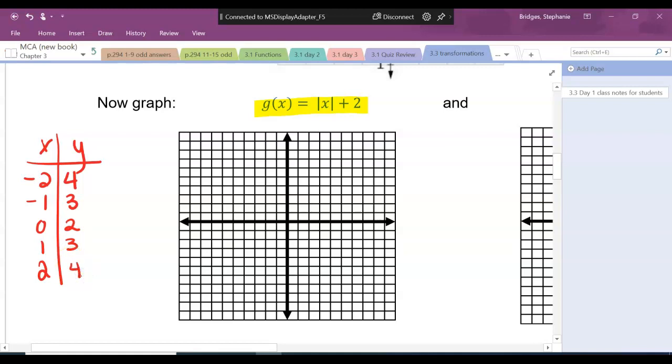So take a minute, plot those points, and we want to take a look at what actually happened to my graph when I did that plus 2 on the outside of that absolute value. How did my graph move from the original one that you have up there to the new one that we have?